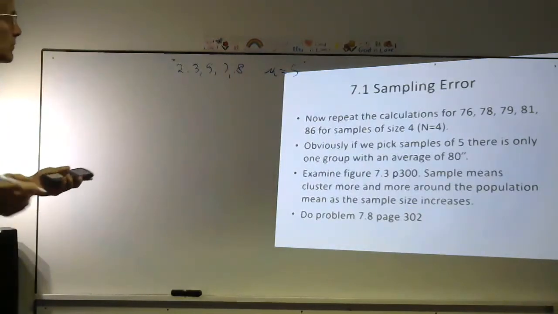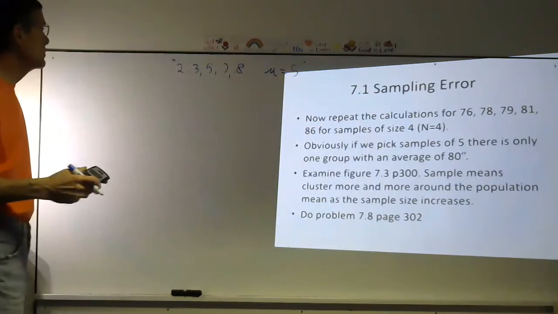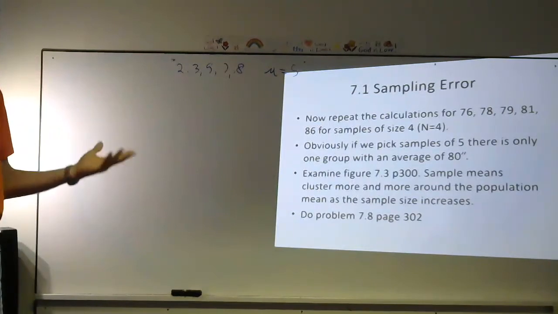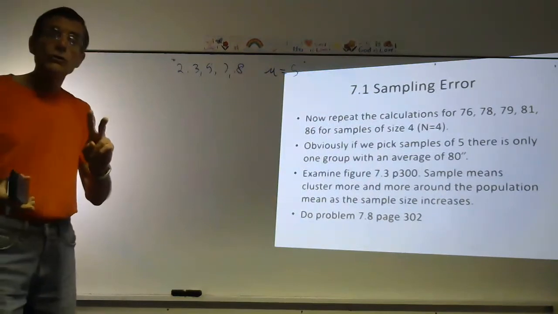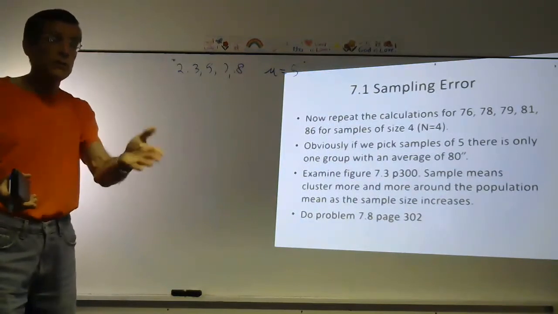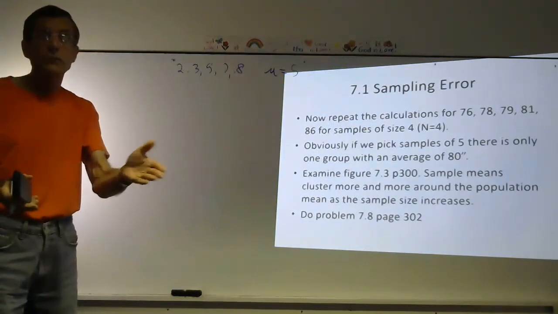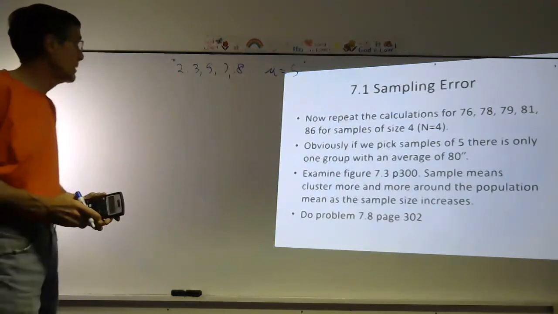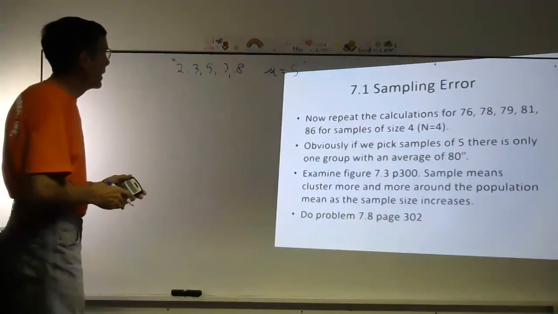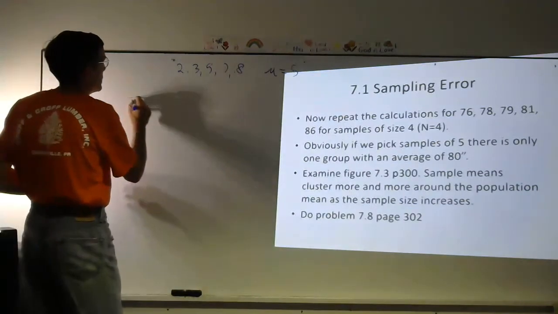So let's start with n is equal to 1, right? We'll start with 1 for the sample size. We'll then go to 2, 3, 4, and 5. And we want to see if we can get the same effect as on page 300, getting more accurate with an inverted pyramid.